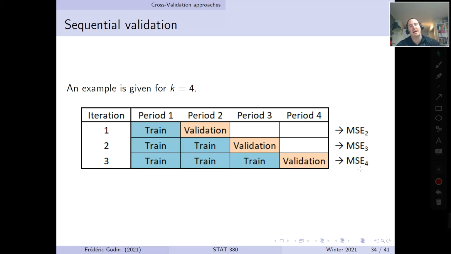Okay, so we see that it works pretty much the same. It's just that when, let's say, you assess the performance in the second period, you only use the previous period. You won't use the future periods, which gives a closer resemblance to what happens in practice.